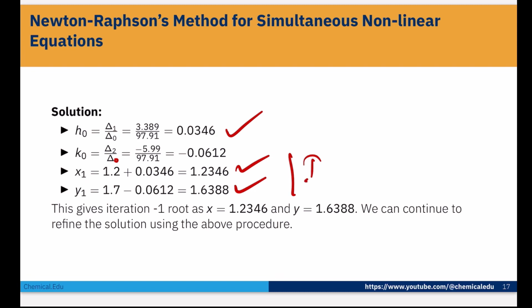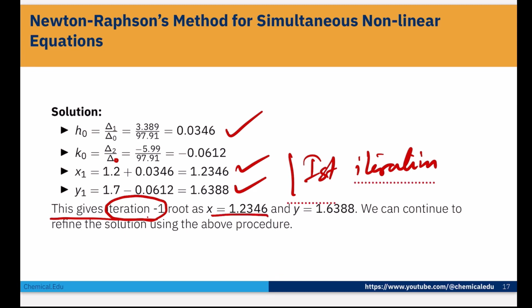So this is the first iteration. Now for the second iteration, if I need a refined solution, x0 becomes x1, and following the same procedure we get the next iteration. So iteration 1 gives the root x as this, y as 1.6380. We can continue to refine the solution using the above procedure. That's it. We now know how to solve simultaneous nonlinear equations by the Newton-Raphson method.